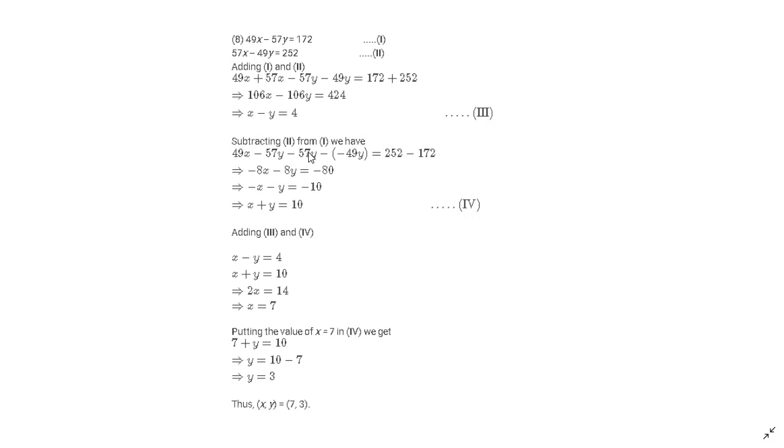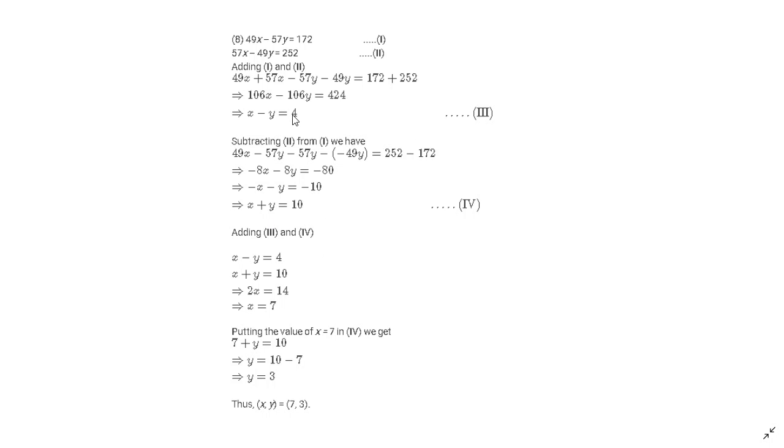Similarly, after subtracting, we will also get a simpler equation. Let's see, 49x minus 57x is minus 8x. Then minus 57y minus minus 49y, minus minus becomes positive here. So minus 57y plus 49y is minus 8y. And 172 minus 252 is minus 80. Then we will divide them all by minus 8. So we get x plus y is equal to 10. This is a simpler equation we got.